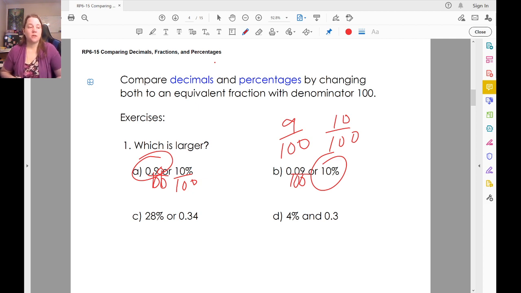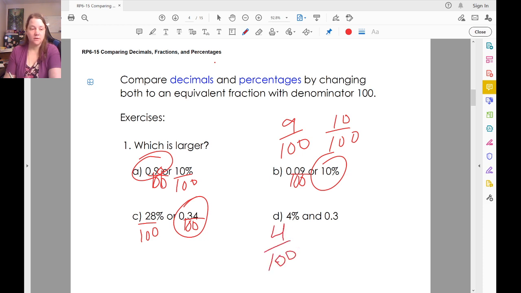28% or 0.34%, or 0.34, excuse me. 0.34, 34 hundredths, or 34 over 100. 28% is 28 over 100. Which one's bigger there? The 34 hundredths. Then we have 4% and 0.3. 4% means 4 over 100. 0.3 is 3/10 or 30 over 100. So it doesn't look it, but that's significantly bigger.